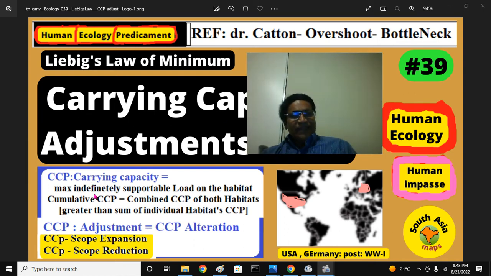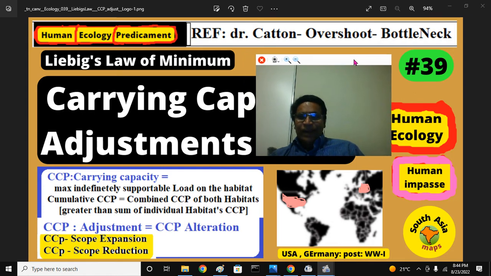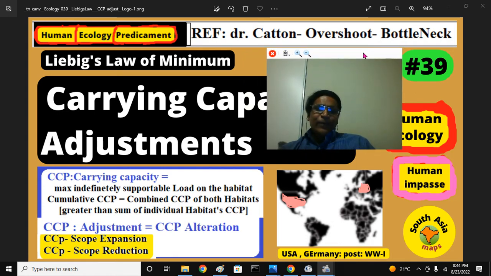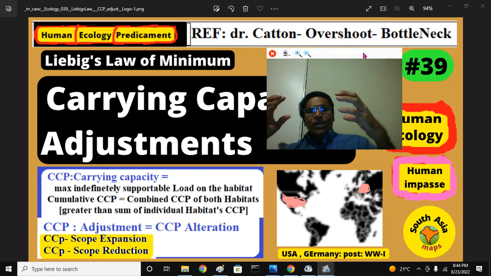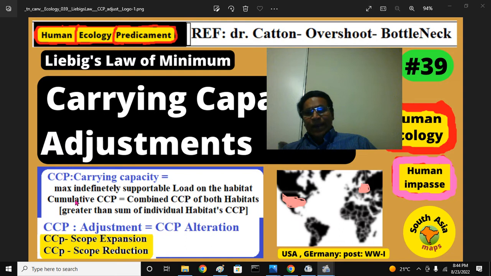Carrying capacity is the maximum indefinitely supportable load on the habitat. That's a very big technical word. It is nothing but how many people a habitat, be it a district or a province or a state like the United Province, Uttar Pradesh, or Texas, or a country, or even the planet Earth, can support. CCP is the number of people supportable indefinitely. That is the carrying capacity. Previously we discussed the cumulative carrying capacity: between region A and region B, if we make trade relations, the composite or cumulative carrying capacity of both habitats, both regions, both states or countries, will be greater than the sum of the individual carrying capacities.